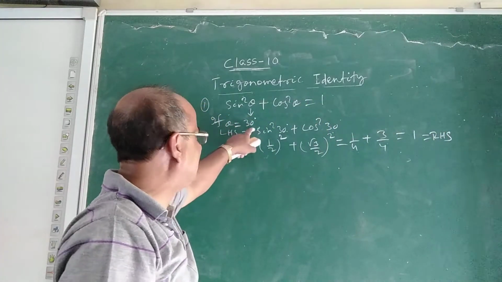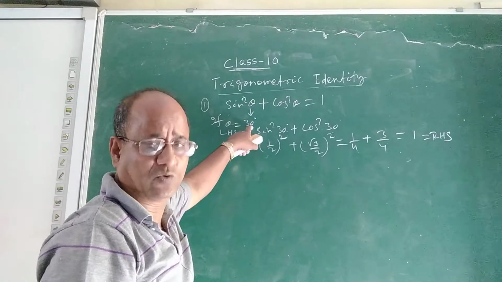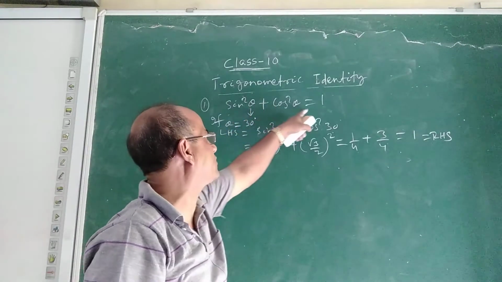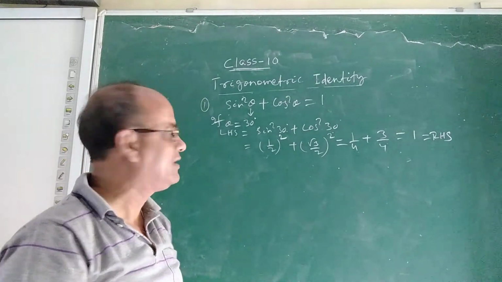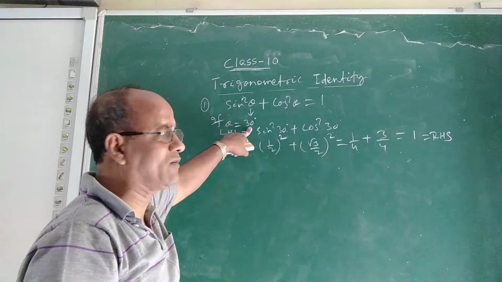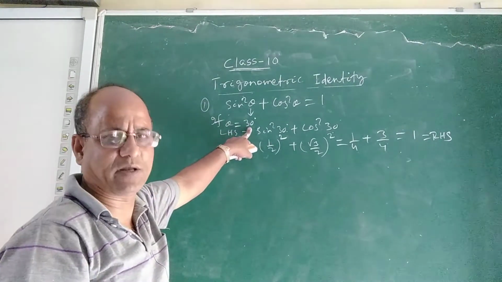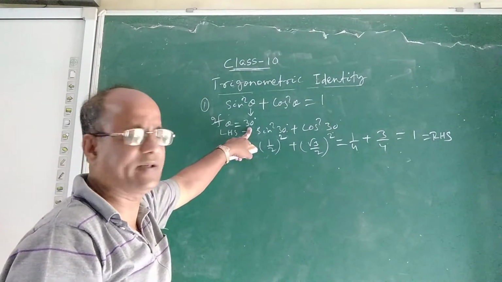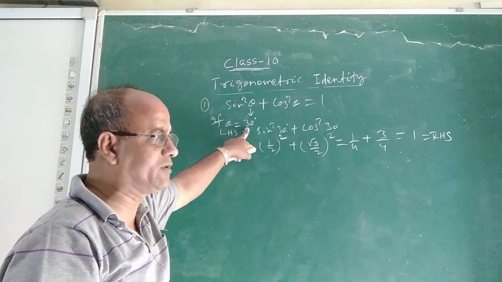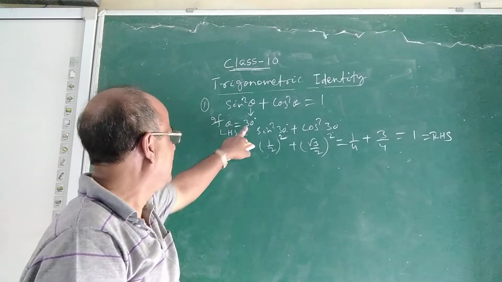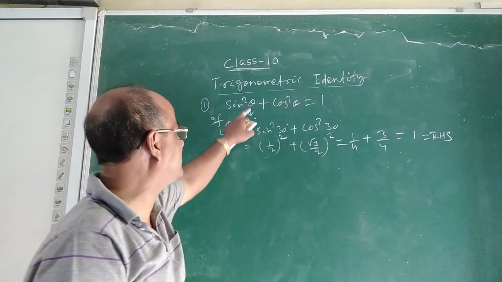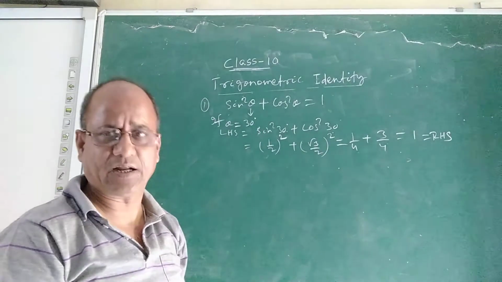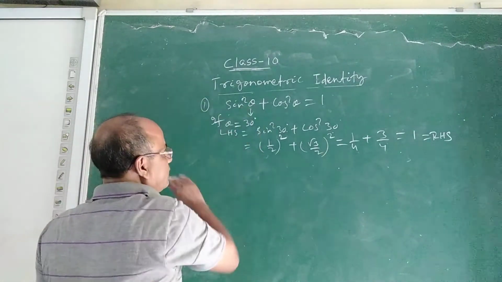That means by putting theta equal to 30 degree, we found that sin square 30 plus cos square 30 is 1. That means sin square theta plus cos square theta is definitely 1. Similarly, in place of theta equal to 30 degree, you can give any angle, 45 degree, 60 degree, 75 degree, 90 degree, whatever values you give, you will always find that this identity is true. This identity is true for all values of theta. Okay. Now let us do the proof.